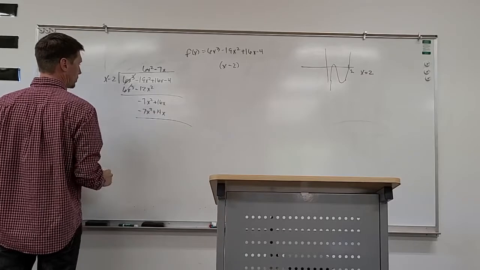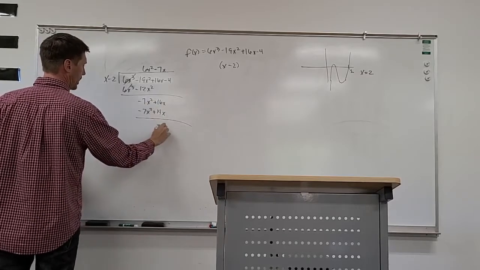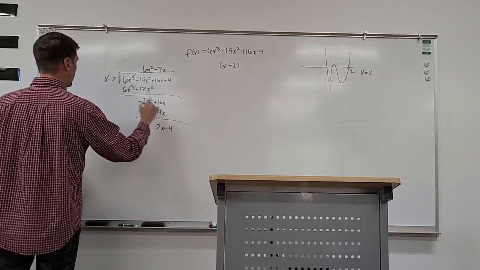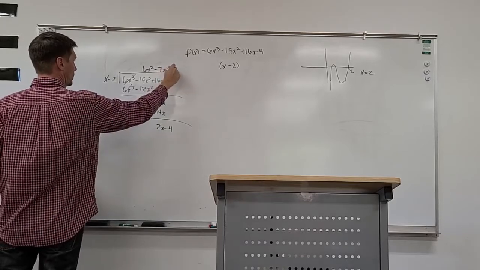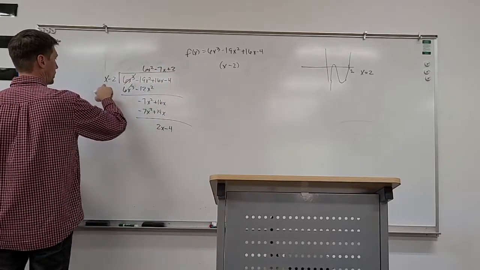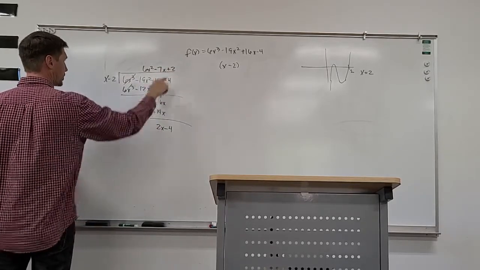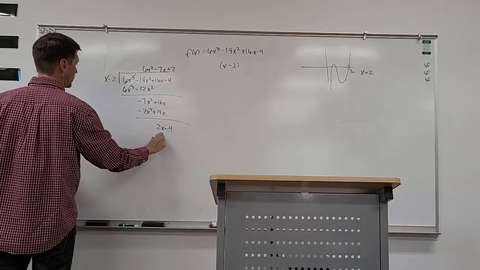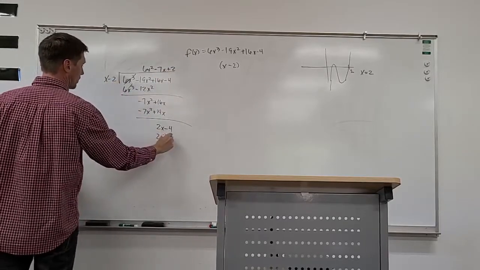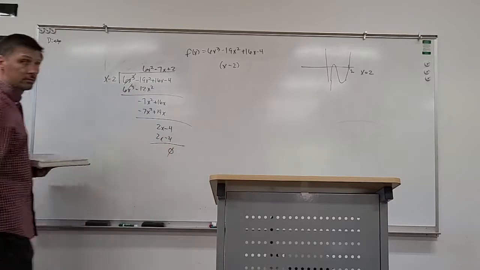And so again, we subtract, and we're left with 2x minus 4, and then x will go into 2x 2 times. 2 times x is 2x, 2 times negative 2 is negative 4, and we get 0, right?